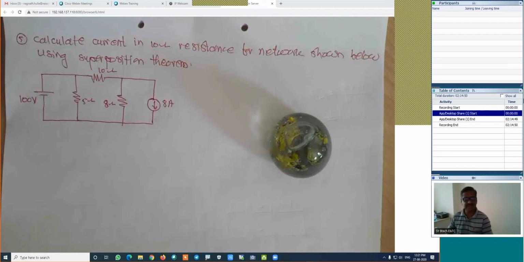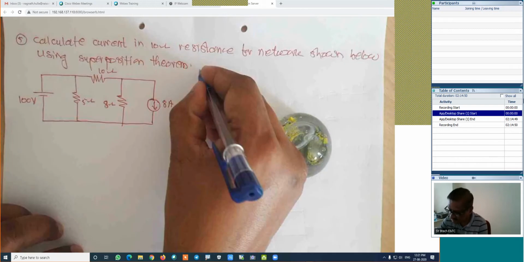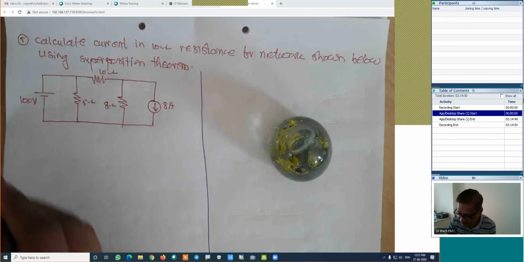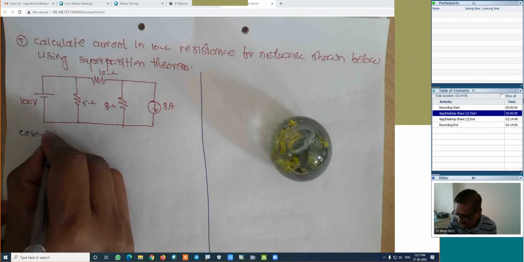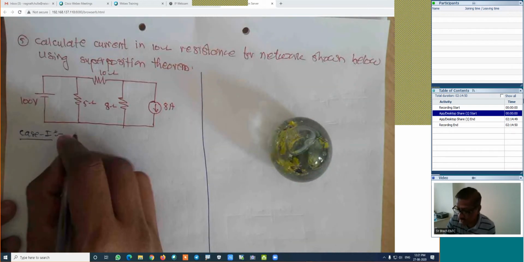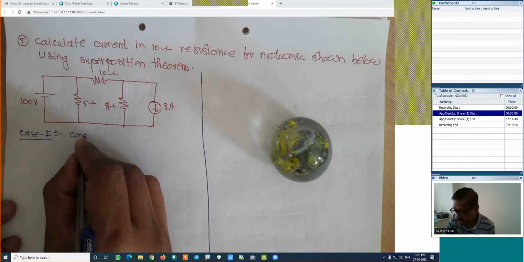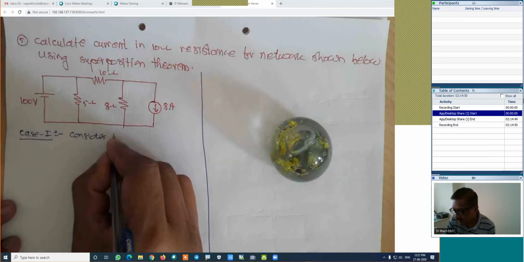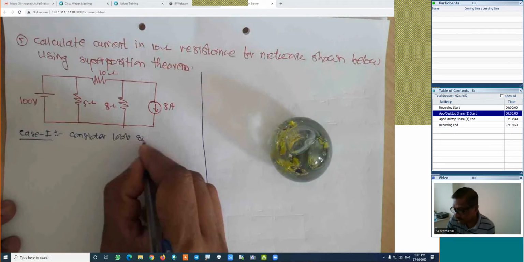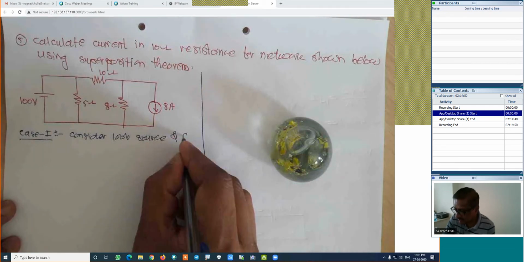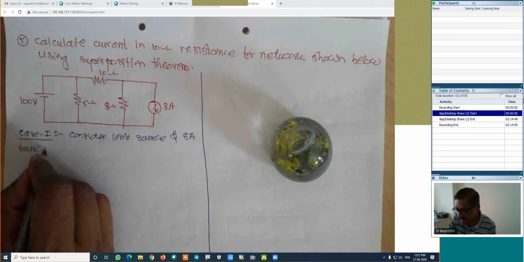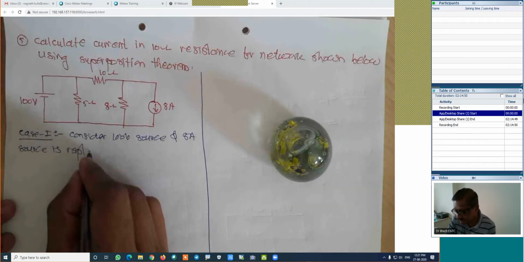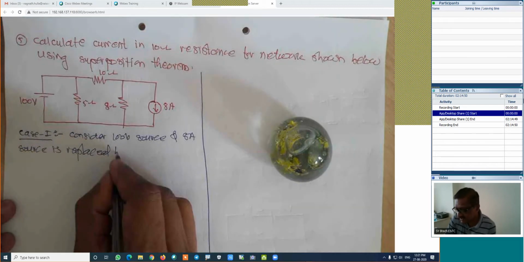We have the two sources, then it will be something like this. Case 1. In first case, we will consider the 100 volt source. Consider the 100 volt source, and the 8 ampere source is replaced by its internal resistance.